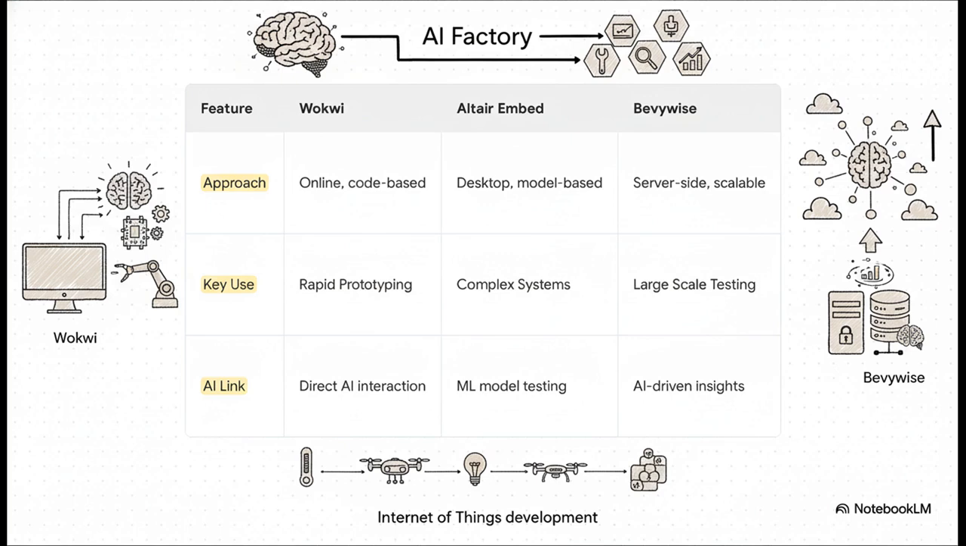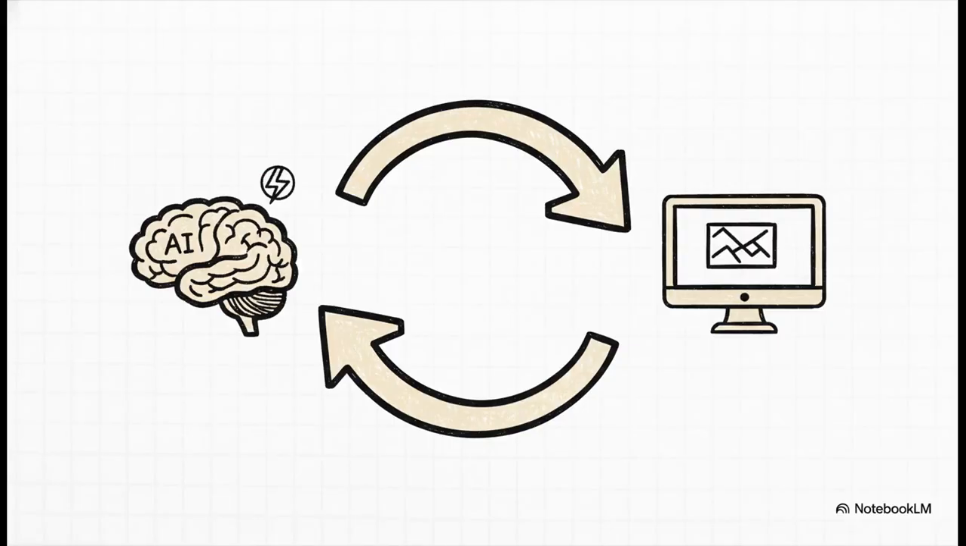But the really important part here, what you want to look at, is that AI link row. The secret is finding one that lets the AI get its hands dirty, so to speak. For instance, something like Wokwi allows an AI agent to interact directly with the simulation, and that is what makes the next step possible. When you have that direct link between the AI and the simulation, what you get is something incredibly powerful. You get a feedback loop.